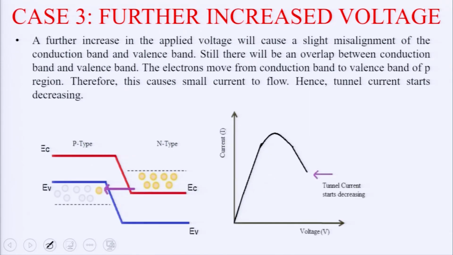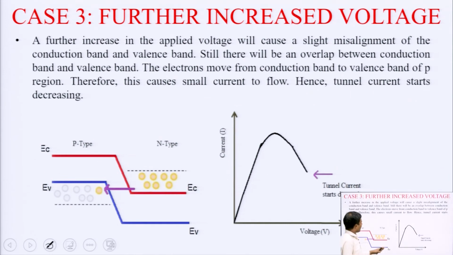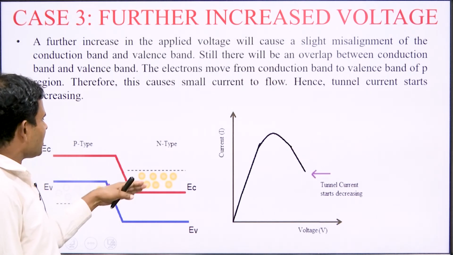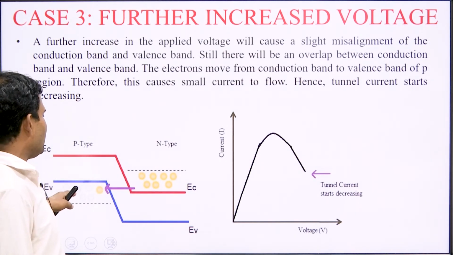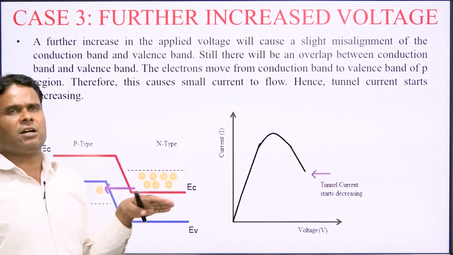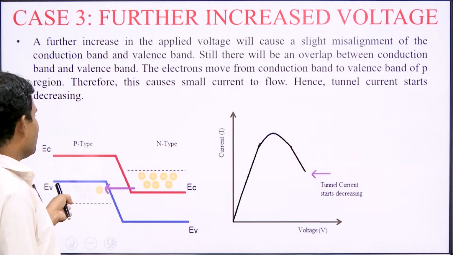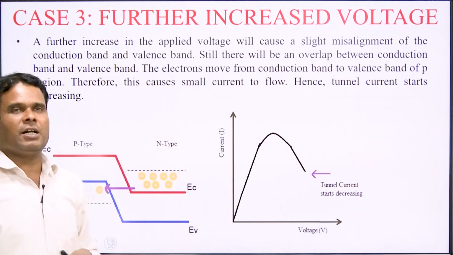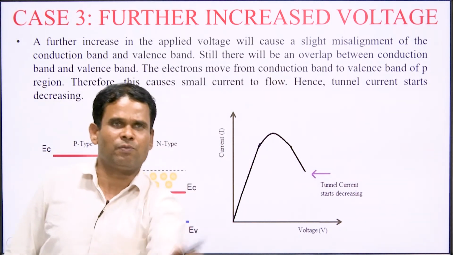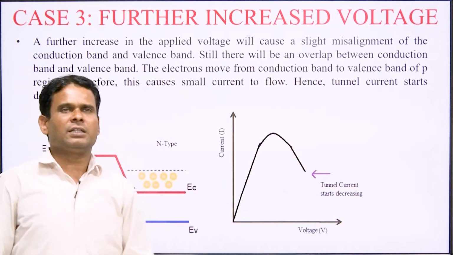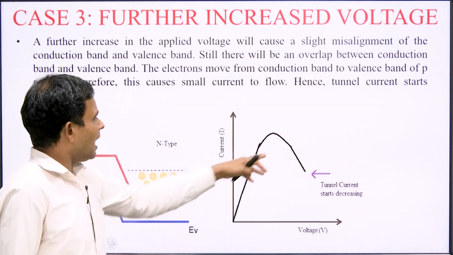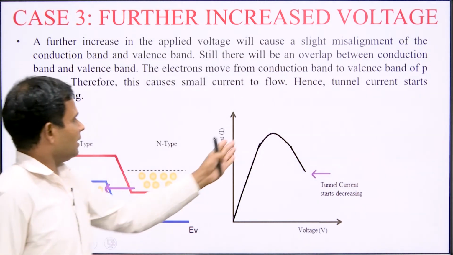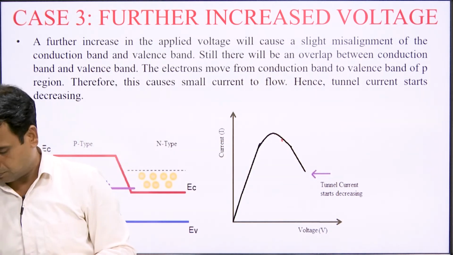Then what will happen now? If we further increase the value of the forward voltage, what will happen? The maximum number of majority carriers has already conducted from the N side to the P side. Here, if we increase the voltage, then instead of increasing, the current will start decreasing. This is the anti-Ohm's law: if we increase the voltage, the current will decrease. That is why this is called anti-Ohm's law.